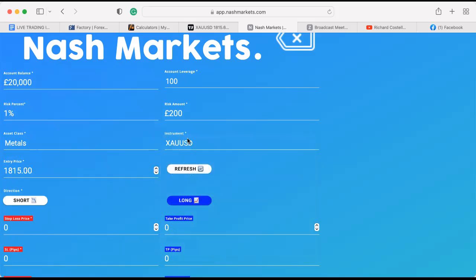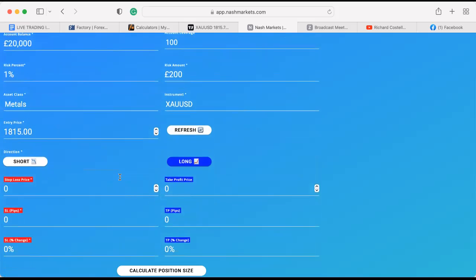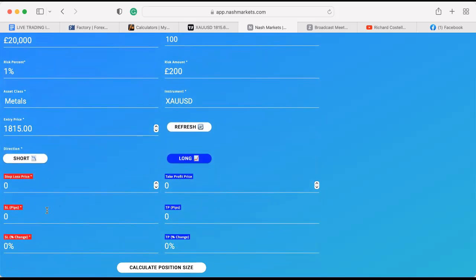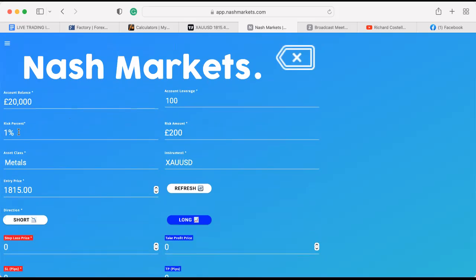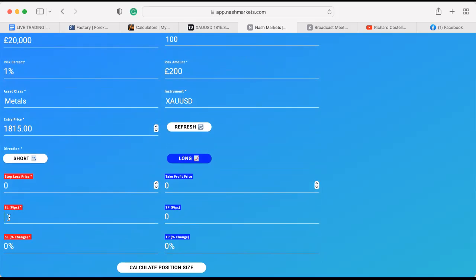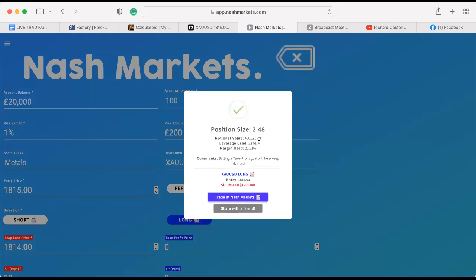So I use it for gold. I find it really useful. I find it helps me get an accurate lot size every time. And I can just put in the percentage I'm prepared to risk. It converts it to a cash amount. And if I put in a 10 pip stop loss, it also works out the prices. It's saying the entry price is 18.15, my stop loss price is 18.40. Obviously, this might change by the time we get back to the chart, so it's just a guide. But that's the important thing. You put your stop loss in and you calculate the position, and it tells you 2.48 is your lot size. And I find that really useful.